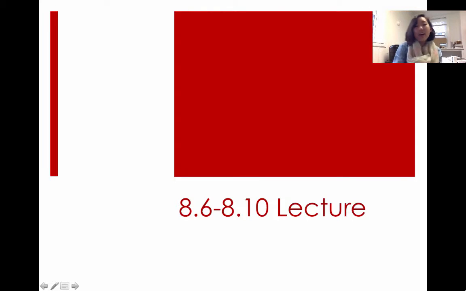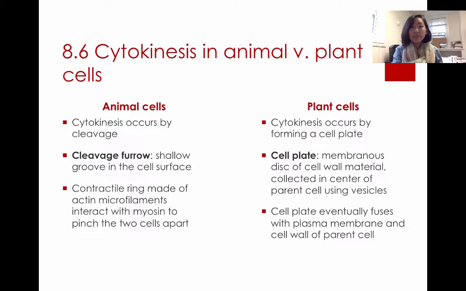Hi everyone. We're going to be picking up where we left off on cellular reproduction. Remember, we ended on cytokinesis, which is the division of the cytoplasm of the two cells. This is happening overlapping with telophase, which is the division of the nuclei. Cytokinesis happens differently in animal cells versus plant cells due to the structural difference between these two cells.